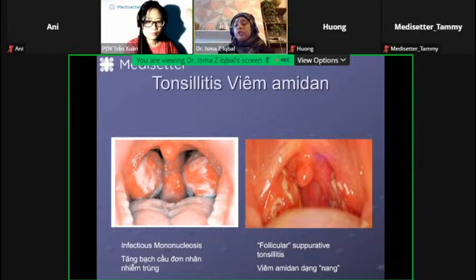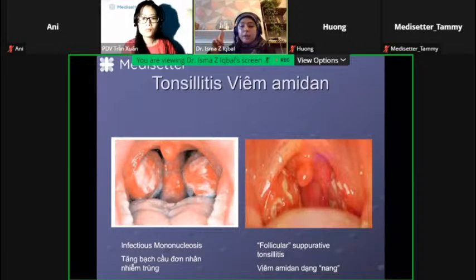It's important to explain to these patients that they shouldn't do any contact sports such as football or rugby, because if they get an injury to their abdomen, their spleen or liver can rupture if it's swollen.